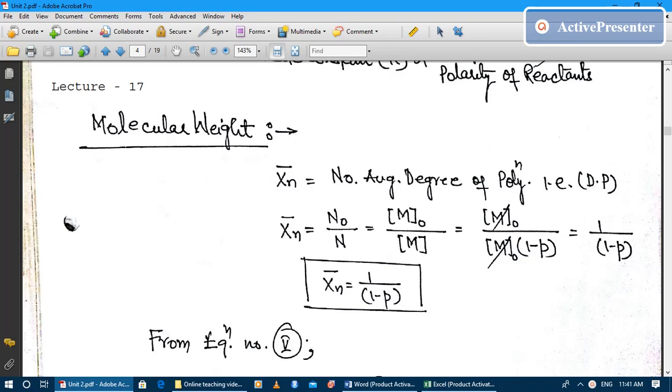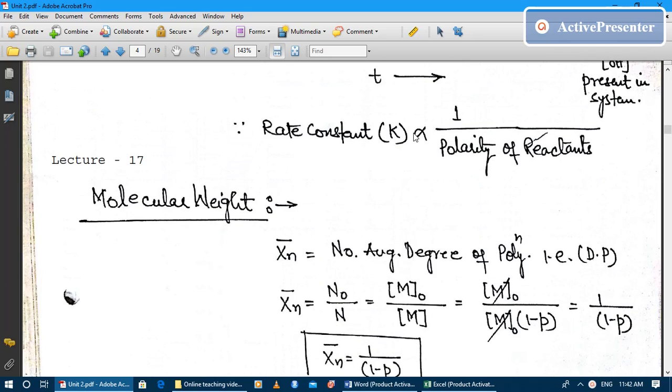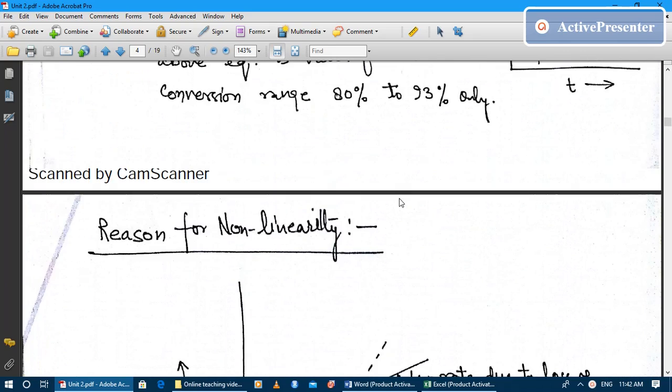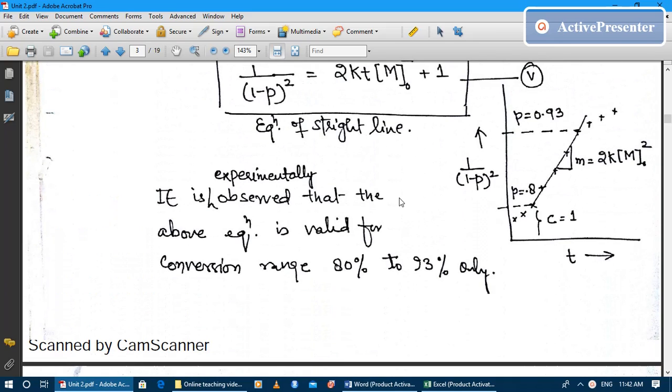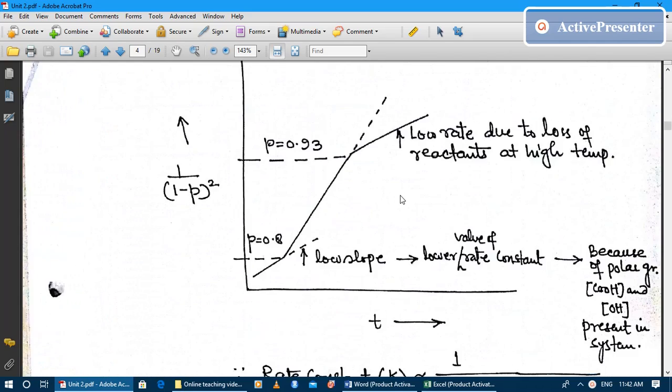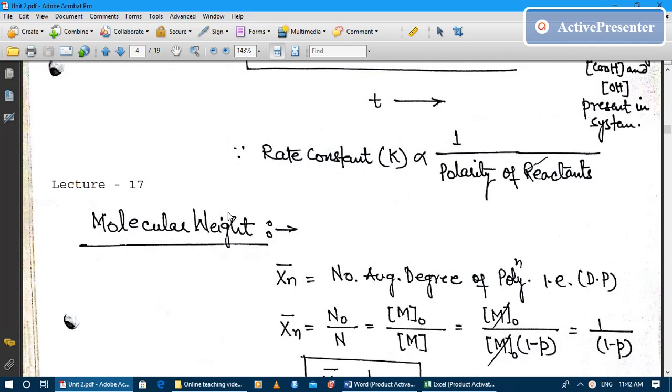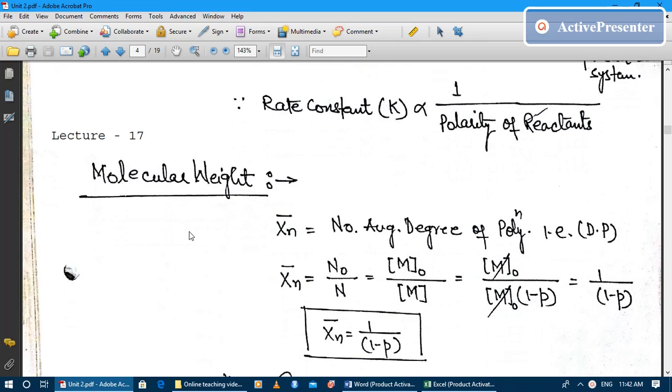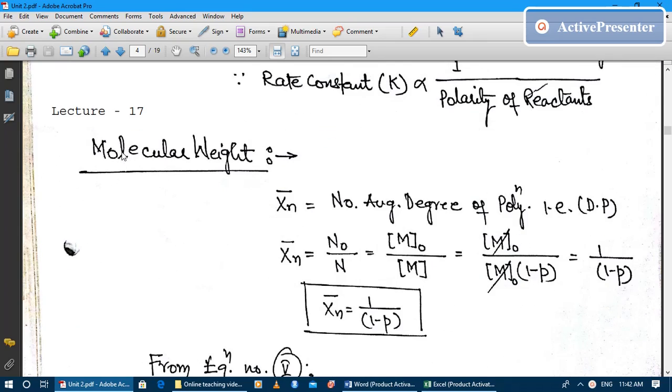Now, welcome to the lecture 17th of course Polymer Science and Technology. In the previous lecture, we have seen the rate kinetic equation for the step polymerization reaction in case of self-catalyzed polymerization. Now, continuing with that part, self-catalyzed polymerization reaction, we will see the molecular weight control.